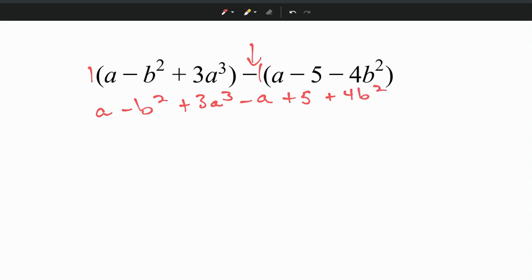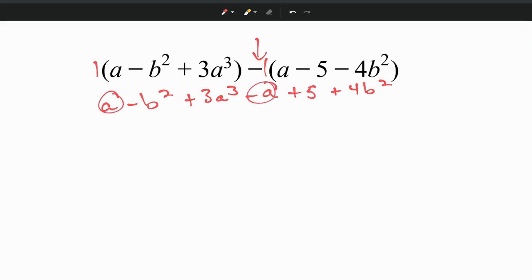So now again, we're going to combine them the same way. We're going to have our a's, we're going to have our b's, and then we have that and that.